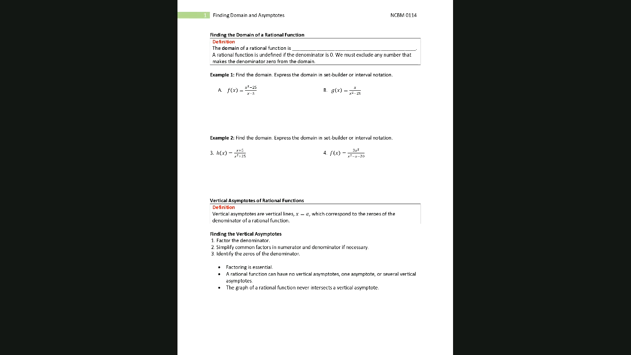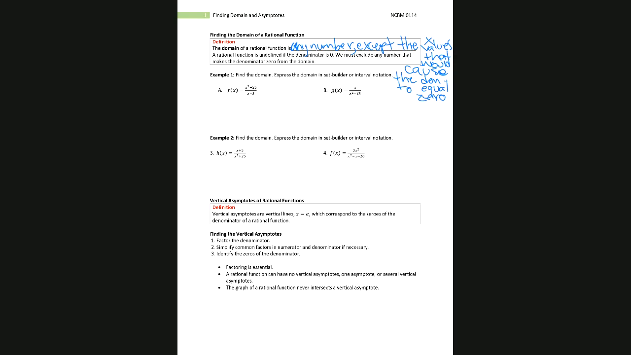So first, let's see if we can fill in the blank. The domain of a rational function is any number except the x values that will cause the denominator to equal 0.